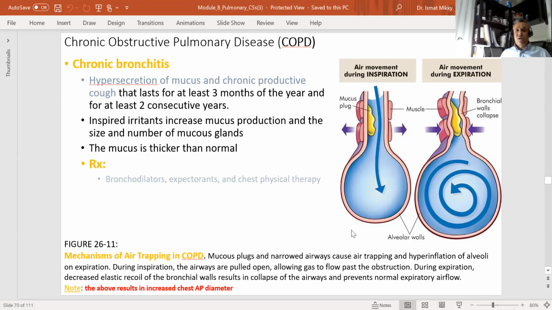That's why in the chart you will see just COPD, without any specific indication of whether that's emphysema or chronic bronchitis. They would just say COPD, but that could be emphysema or chronic bronchitis.